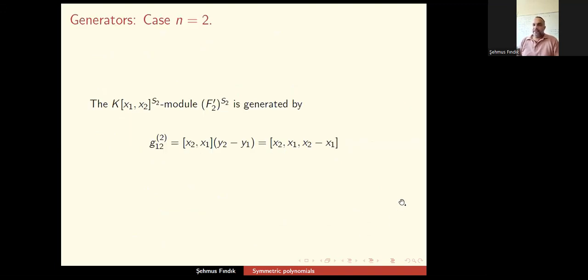So in the case of a two generating set, F2 prime to the S2 is generated as a K[x1, x2]^S2 module by only one element here. This one element is x2 times x1 commutator x2 minus x1. In fact, this can be observed also in the finding that was given in 2019. Let me go back to this slide. Sorry.